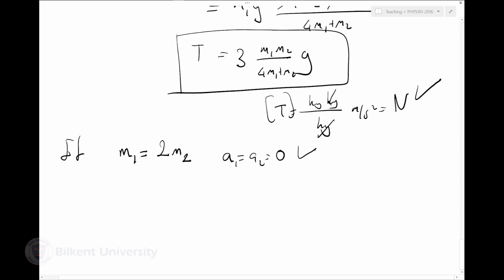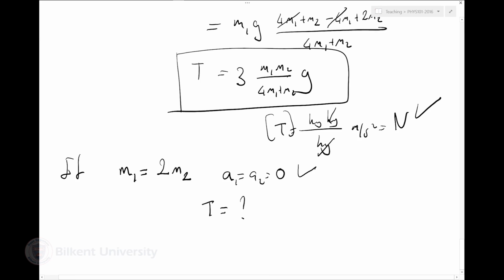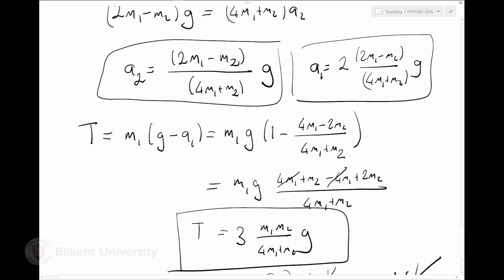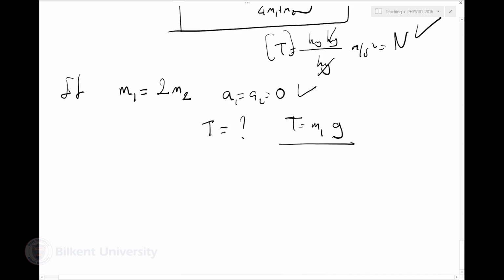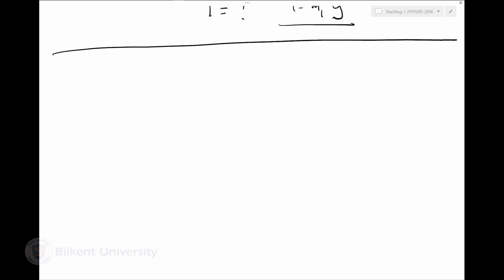How about the tension in that case? We should check if the tension gives me the correct thing. What should the tension be in that case if the system is in equilibrium? It should be just m1 g. Good. So in general, this logic we've used here to determine the relation between accelerations can be generalized to more complicated systems.